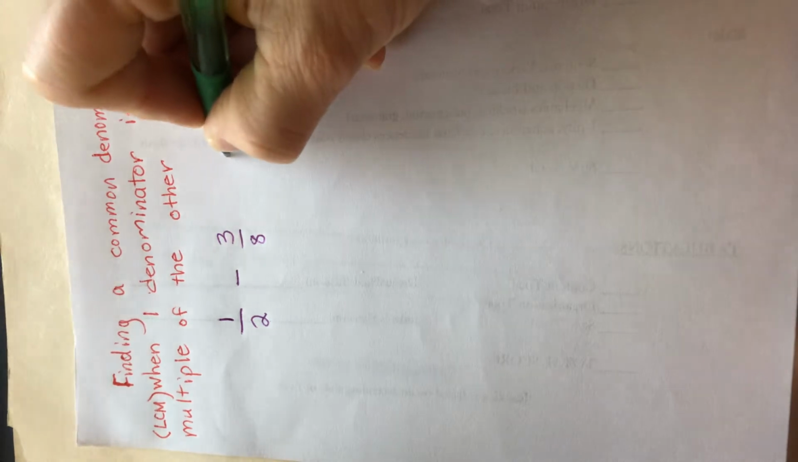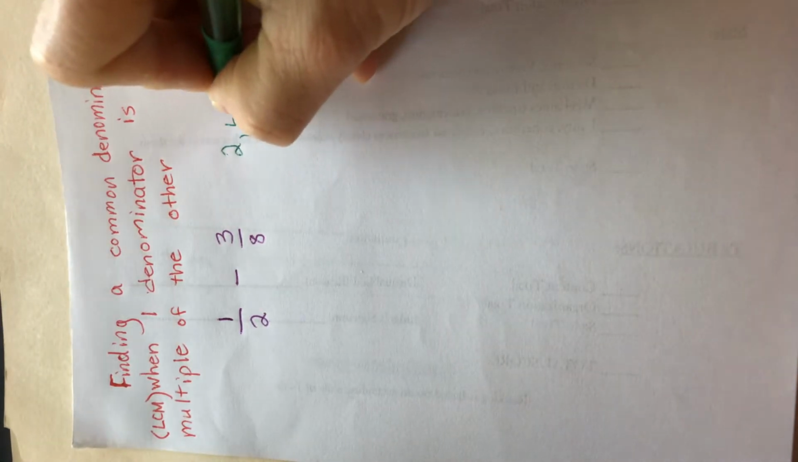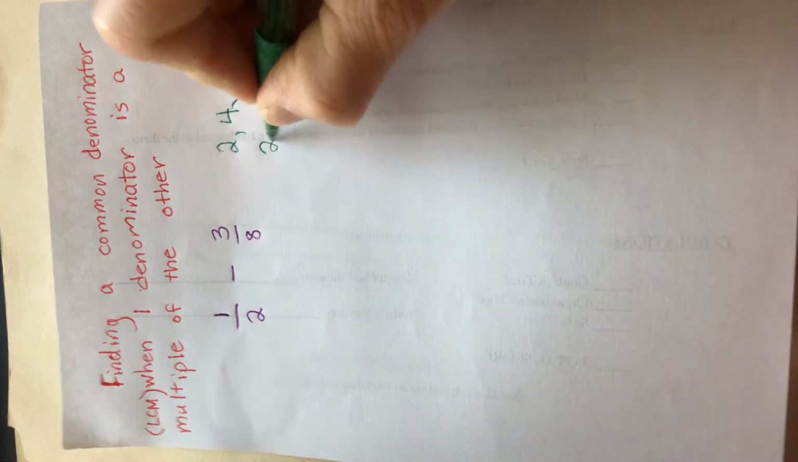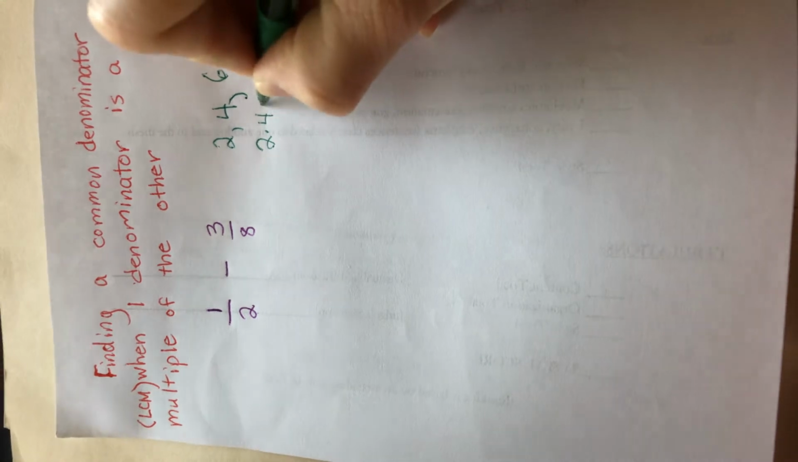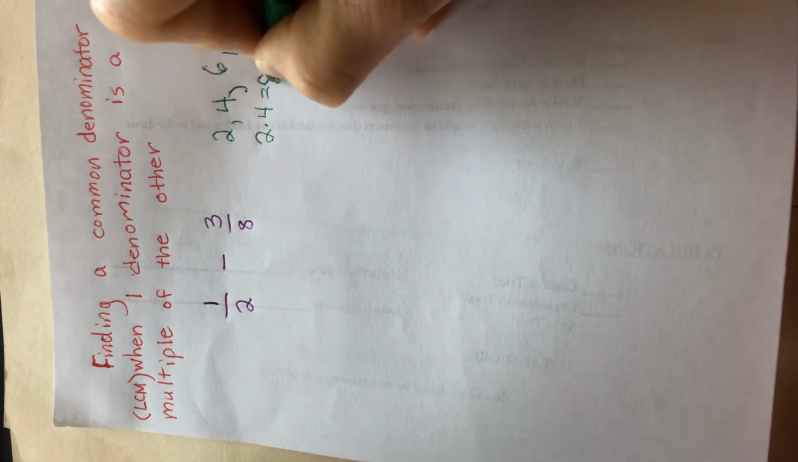If you look at 2 and 8, think of this. 2, 4, 6, 8. You can count by 2's to get to 8. 2 times 4 equals 8. So why don't we just use 8 as our common denominator?